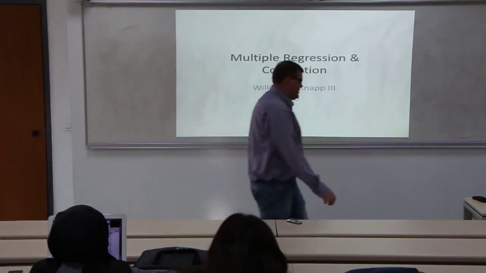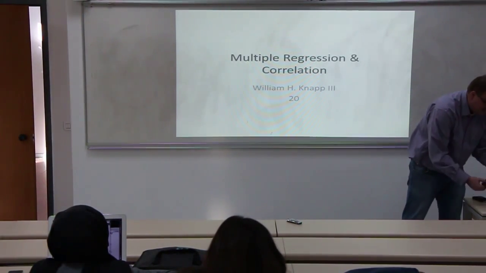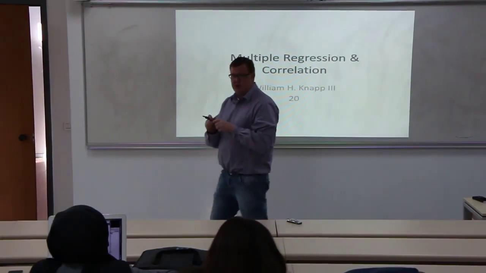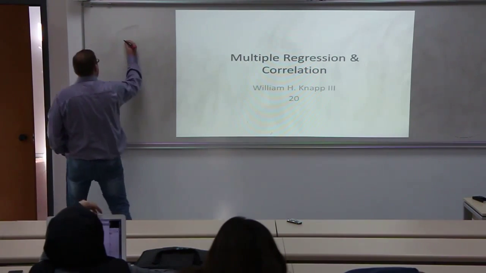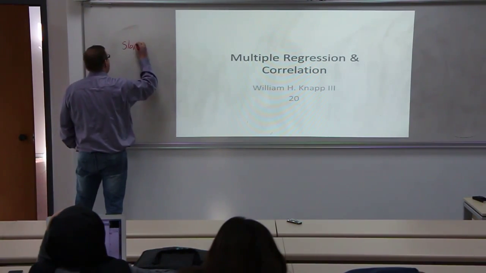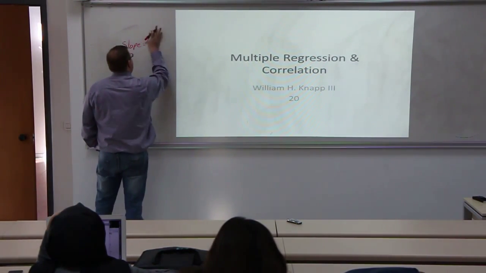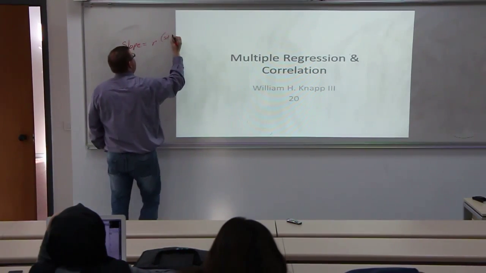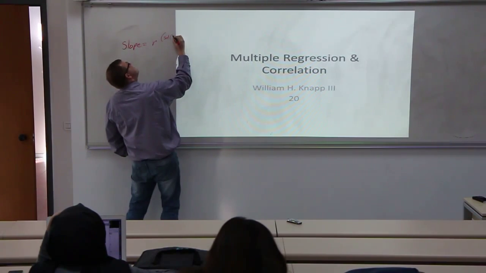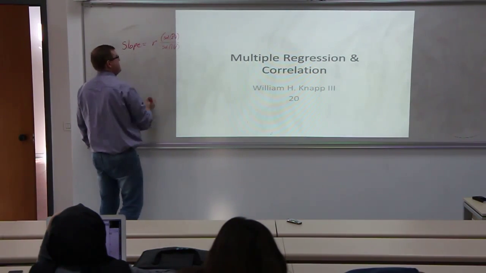Anyway, so we have this formula, at least for doing the simple linear regression. The simple linear regression is when you just have one independent variable. And we said that the slope is equal to the correlation, or R, times the standard deviation of our dependent variable divided by the standard deviation of our independent variable, right? It's like that.